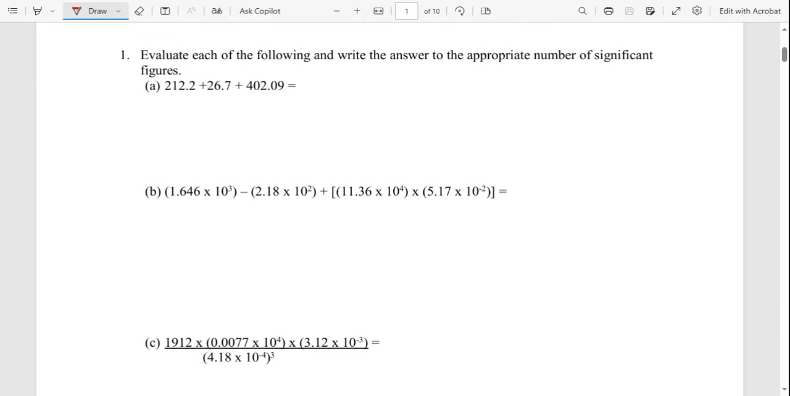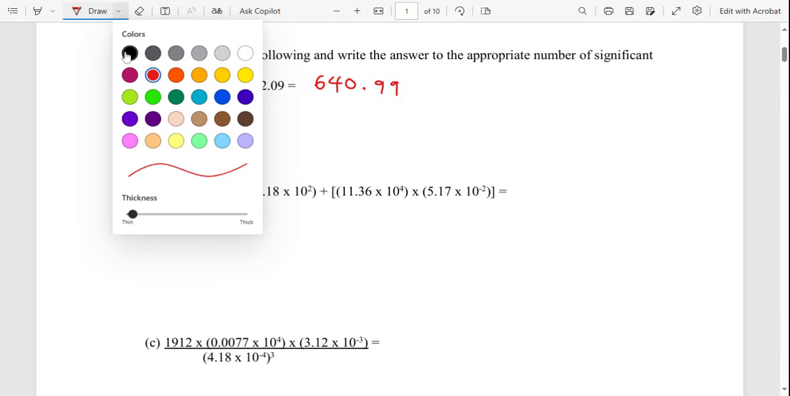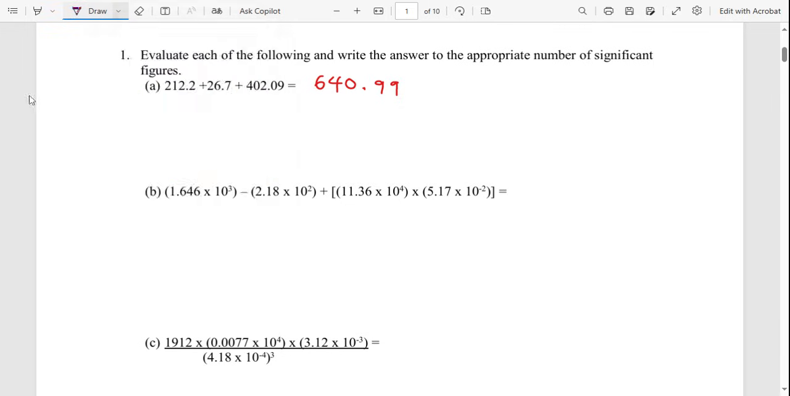All right, so here we have been given 212.2. And by the way, in chemistry you use a calculator. So you just punch this on your calculator: 212.2 plus 26.7 plus 402.09. That has given me 640.99. Now the rule that they want you to know is that when you add or subtract, it's a rule.